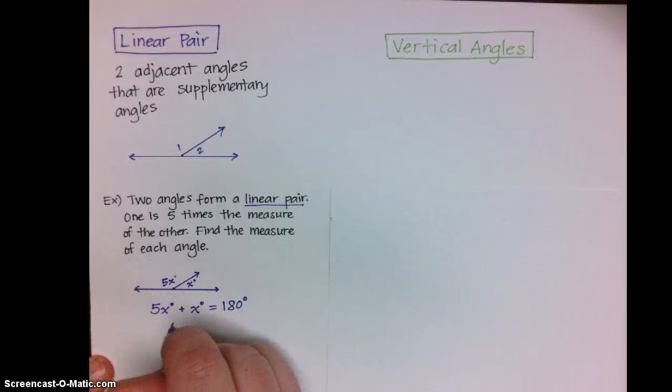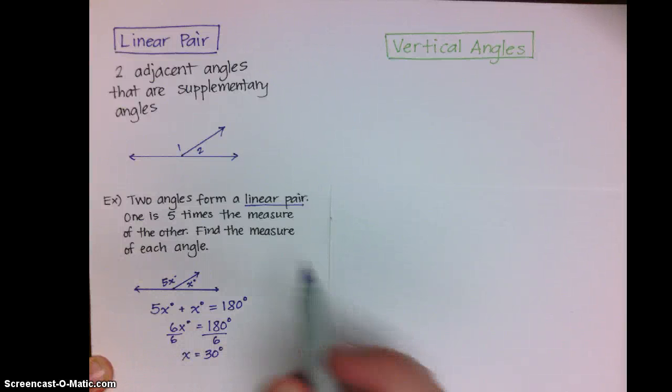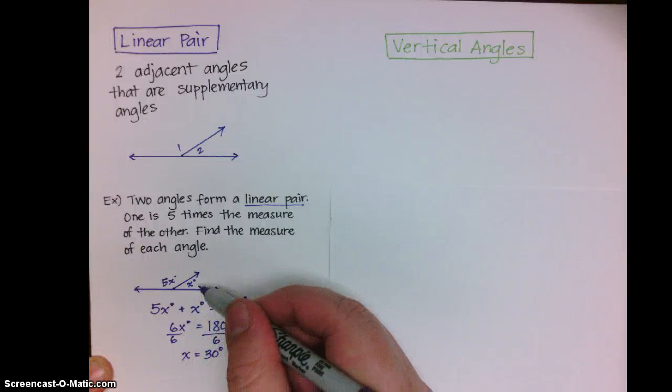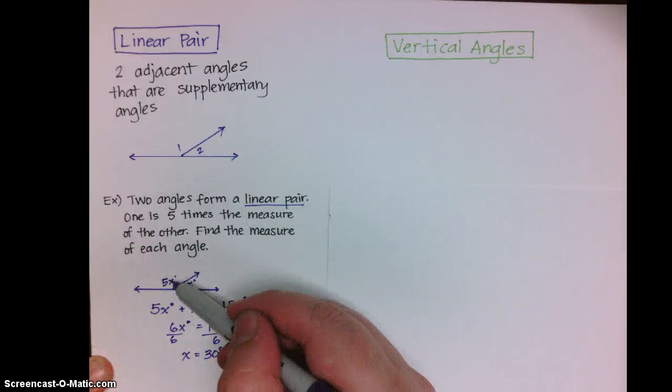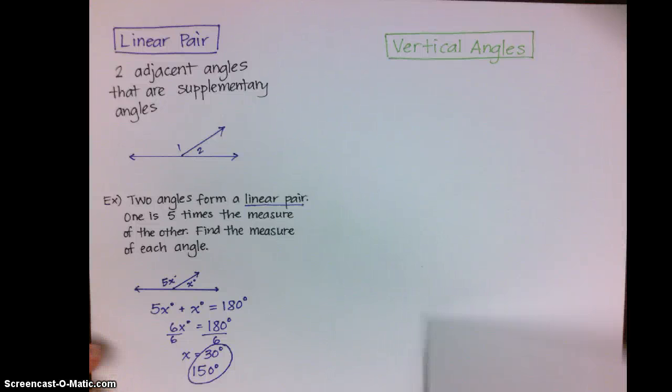This combined is 6x. And simply if I divide both sides by 6, I'm going to find that x is actually 30 degrees. So the smaller angle is 30 degrees. And if I plug the x in here for 30, 5 times 30 is 150 for the other angle. So I found both of my angles. Problem solved.